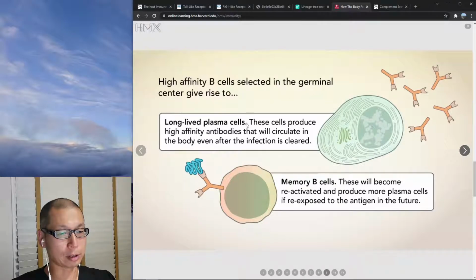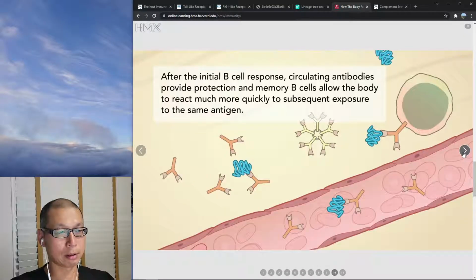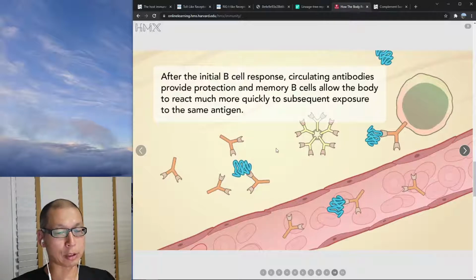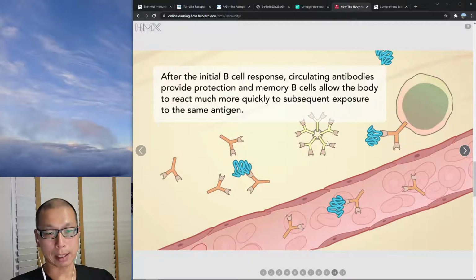Okay, so this is the long-lived, and then these are the memory. These will become reactivated. They'll expand themselves and make more plasma cells in the future. So now you have these antibodies floating around. After you've been infected or vaccinated, you have a lot of long-lived plasma cells and memory B cells, and these will circulate some antibodies in your blood all the time at a lower level. That's why, after you have it, people can measure antibodies against the virus for months afterward.